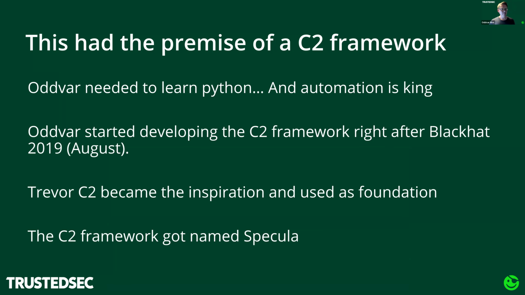At this point in time, I was needing to learn a little more Python, because most of the offensive tools are somehow related to Python for the most part, and automation is king. So I used this as an opportunity to learn Python. I started developing this C2 framework right after Black Hat 2019. We were having a get-together in Vegas, and I got inspired by my coworkers, and I decided to have a go at it and see if I could make a C2 framework.